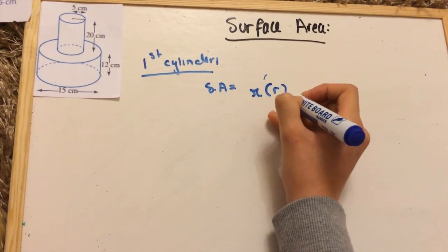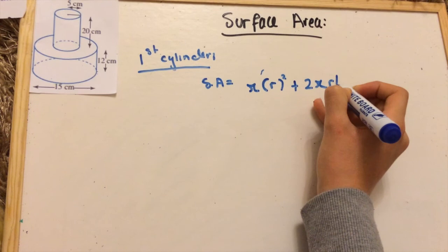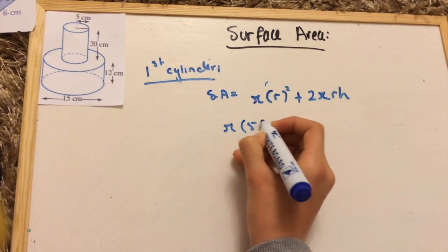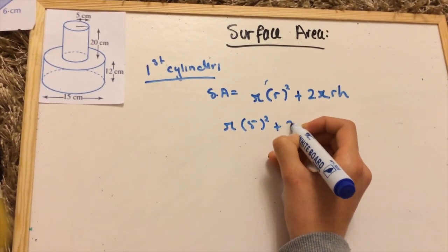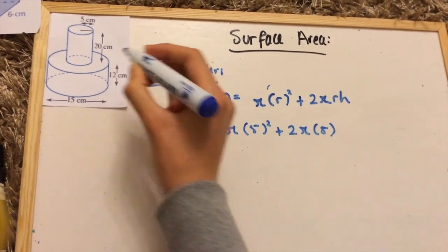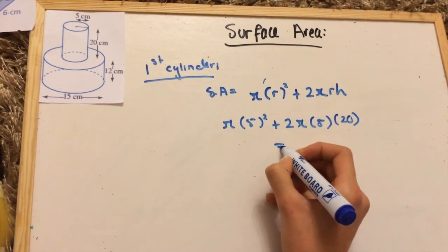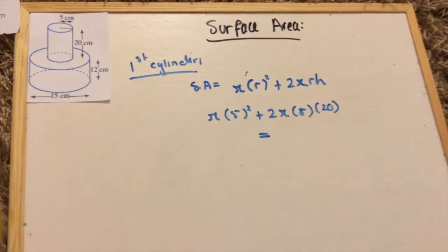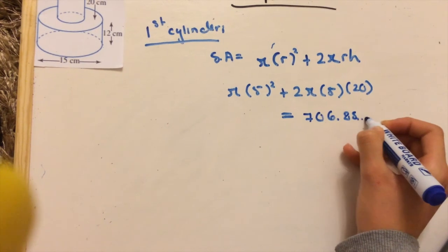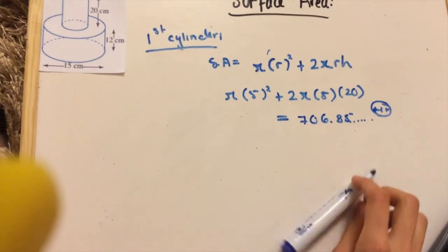The radius is 5 here, but first we're going to write down our formula, pi r squared plus 2 pi r h, and that is to find the body. Now we're going to substitute, so we're going to put the radius is 5, and the height is 20 centimeters. And we're just going to calculate that. I'm going to save it into my memory so I get an exact answer in the end. So our answer is 706.85, and I'm going to save it into my memory.